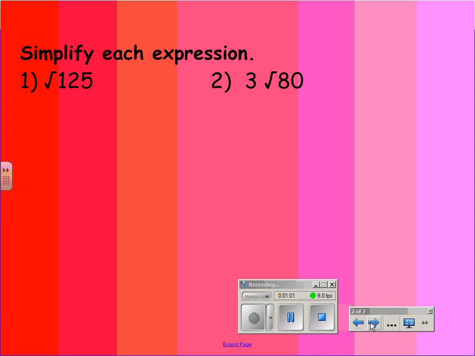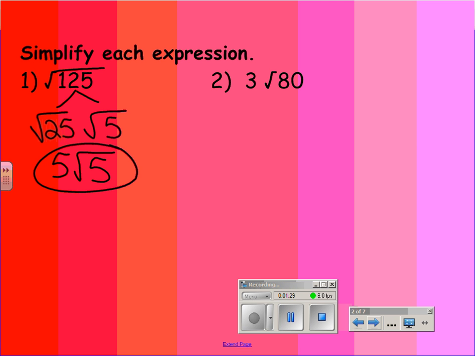Simplify each expression. The first problem we have today is the square root of 125. We want to think of numbers that are perfect squares that we can break 125 up into, and at the same time you want to put your perfect square up front. So 125 can be broken into the square root of 25 times the square root of 5. The square root of 25 is 5, so we have 5 times the radical of 5.